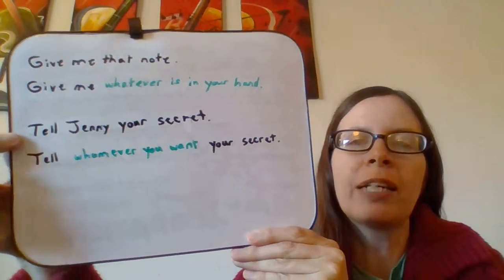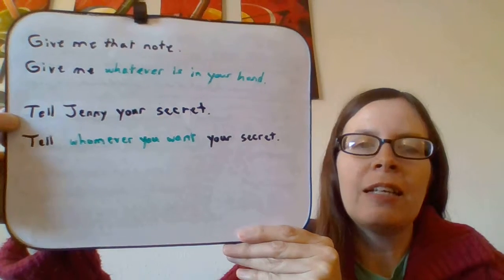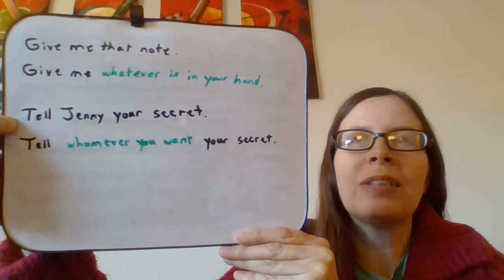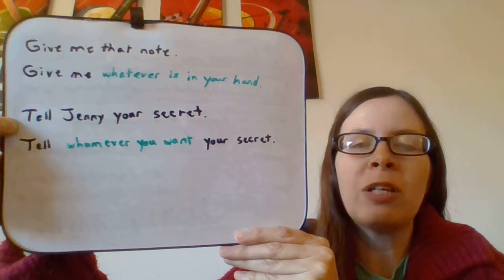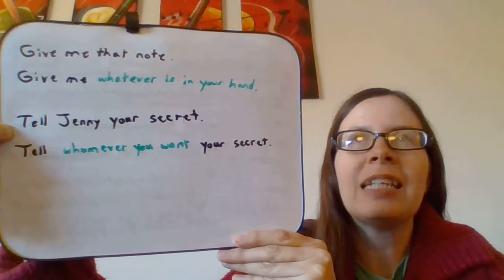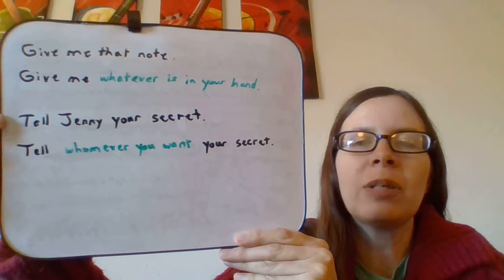So this one is indirect object. It is what the direct object affects. So you're telling the secret, tell Jenny your secret. Secret is the direct object because that's what's being told, but Jenny is the person that it's affecting, okay? It's almost like saying tell your secret to Jenny. Okay, so in this one, tell Jenny your secret.